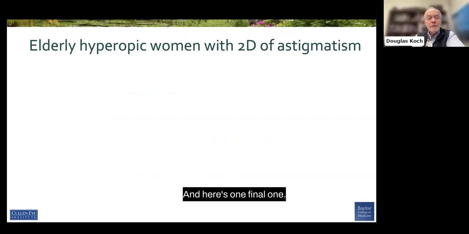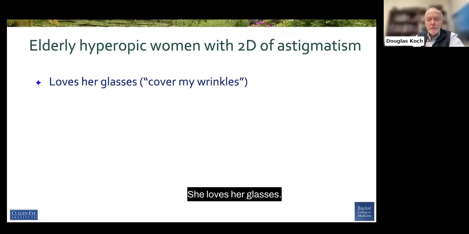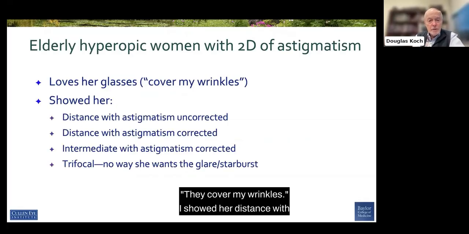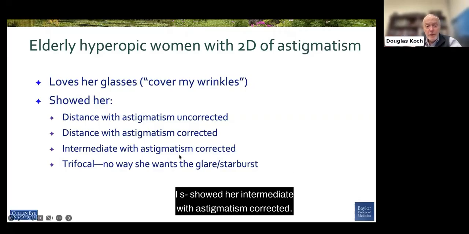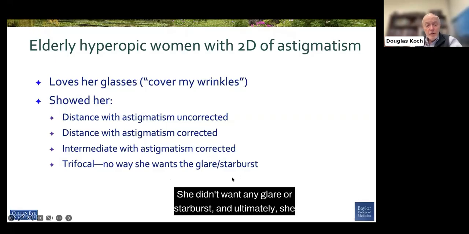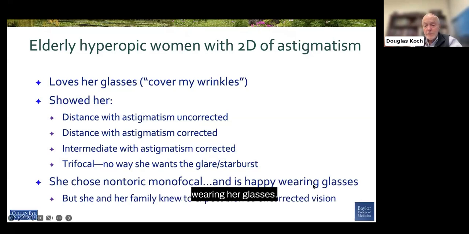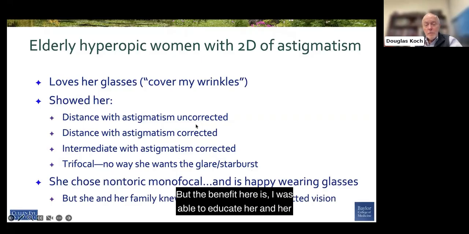And here's one final one. This elderly woman, 2 diopters of astigmatism. She loves her glasses. They cover her wrinkles. I showed her distance with astigmatism corrected, with it uncorrected and corrected. She saw the greater clarity. Showed her intermediate with astigmatism corrected. I showed her the trifocal. She didn't want any glare starburst. And ultimately, she chose no toric. And she said she's going to be happy wearing her glasses. But the benefit here is I was able to educate her and her family about the fact she was going to have blurred, uncorrected vision, and she was not to expect otherwise with the choice she made for a lens implant.